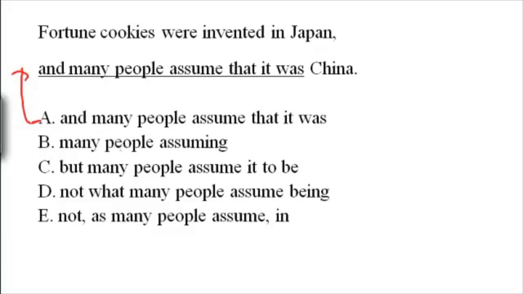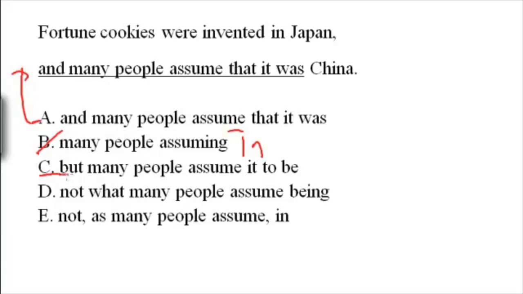B says many people assuming China, right? Assuming China. It doesn't even say in China, assuming China. So people assume China, right? Not assume they were invented in China. So it can't be B. What about C? Okay, this is good. Actually in B, it doesn't even have a contrast, and it looks like they want to give a contrast, right? Because China and Japan, they're completely different countries, even though they're in Asia, right?